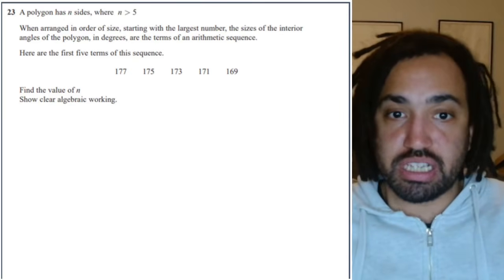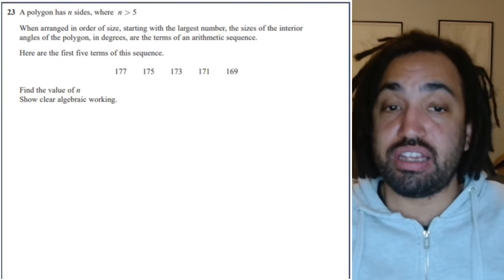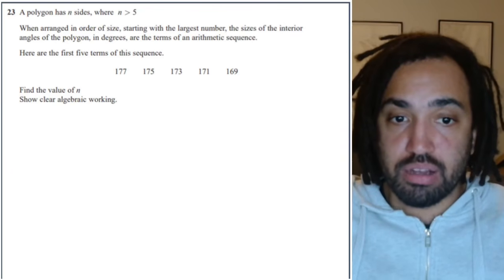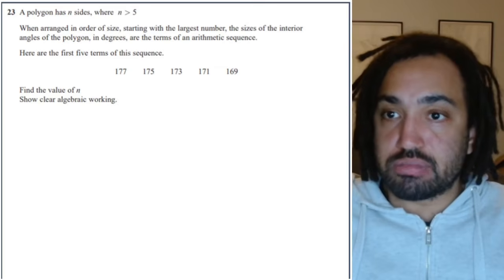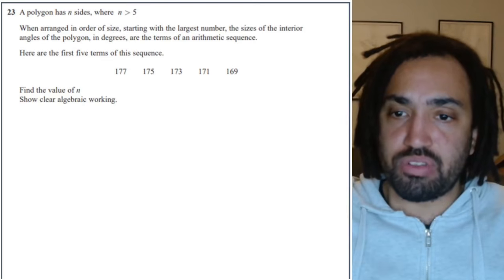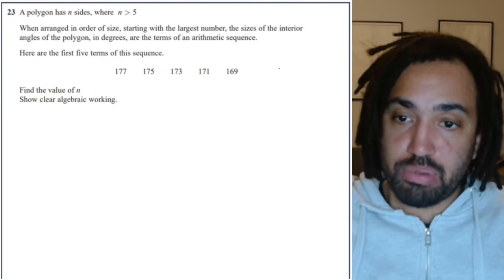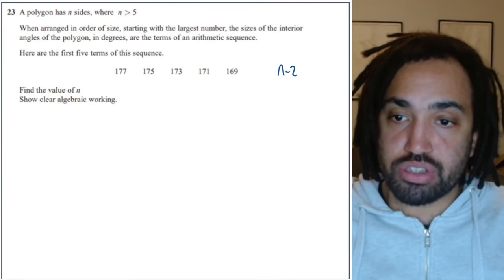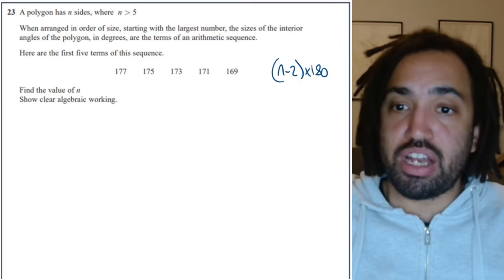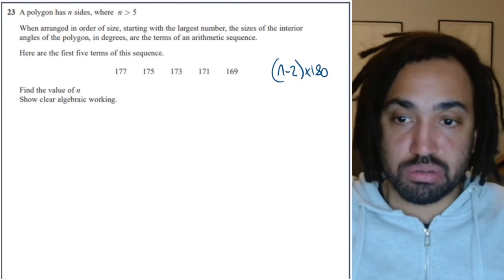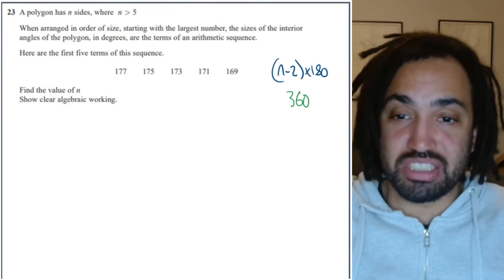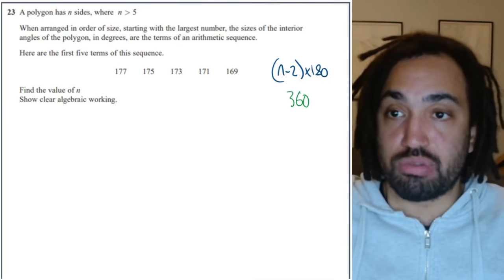We got a polygon which has n sides and n is greater than 5, and the angles are arranged in order and they form an arithmetic sequence. Find the value of n. Right. Now, this is going to be tricky because, well, if I were to add up all of the angles in a polygon, I know they would come to n minus 2 times by 180. But I'm going to simplify this problem by looking at their exterior angles, because I know the exterior angles add up to 360 in any polygon. So that's just going to make it a bit easier rather than adding up to this horrible formula.